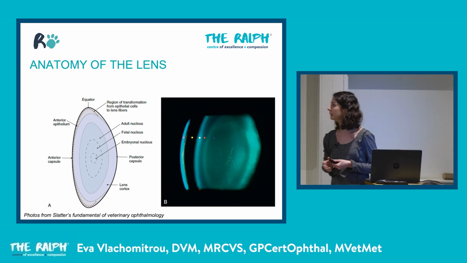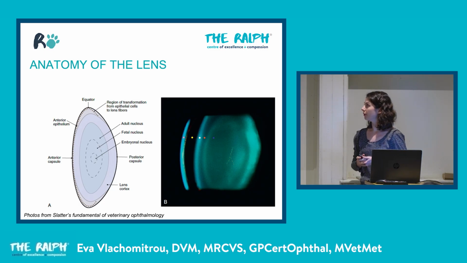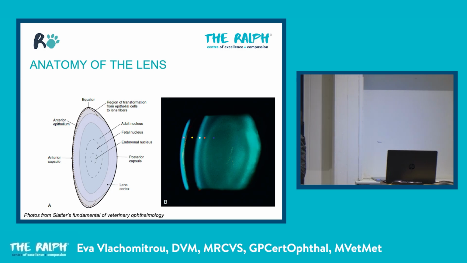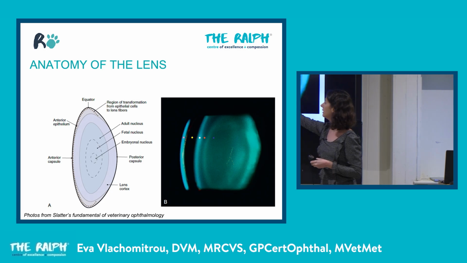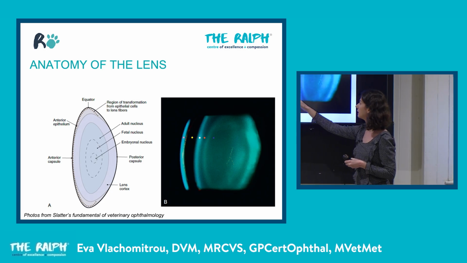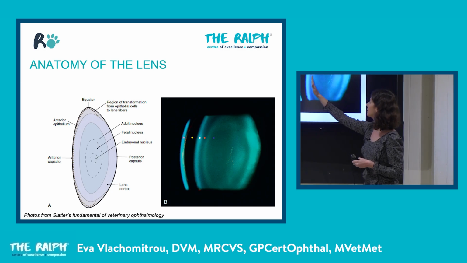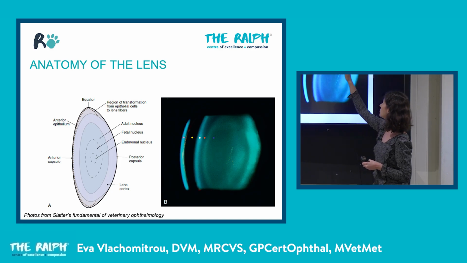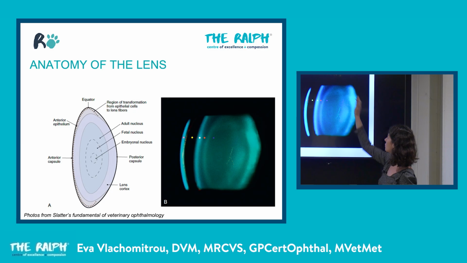And this is a slit lamp photograph. It's a sagittal view, so you're looking at the lens from the side, and you can see that the first beam, the slit beam of the slit lamp, is hitting the cornea. Then we have the anterior chamber here, and then that's your lens. That's your anterior lens capsule, your anterior cortex, your lens nucleus in the center, your posterior cortex, and your posterior capsule.